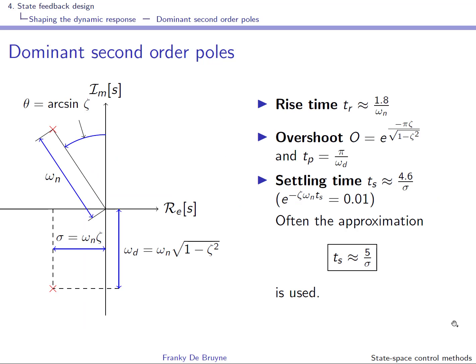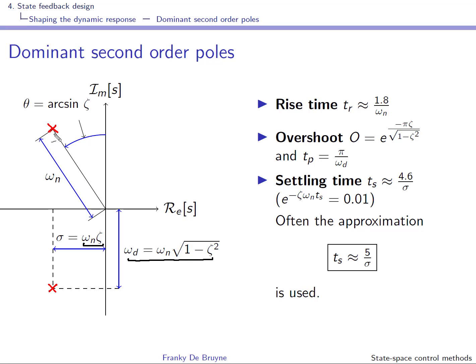Well, this is the dominant second order pole configuration. You see here that the pair of complex conjugate poles are over here, right? So the real part is sigma, it's omega n zeta. This is what we had obtained previously, and the imaginary part is the damped frequency, which is the natural frequency times the square root of 1 minus zeta square.